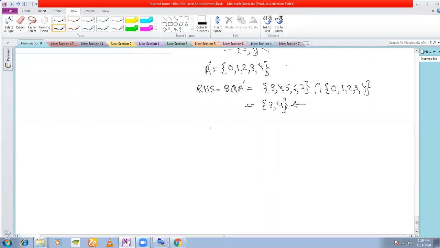Therefore, we have verified. Hence, LHS is equal to RHS. That is, B minus A is equal to B intersection A complement. And what are both these two sets equal to? 3, 4. Okay, so this exercise is complete. I stop here for today.